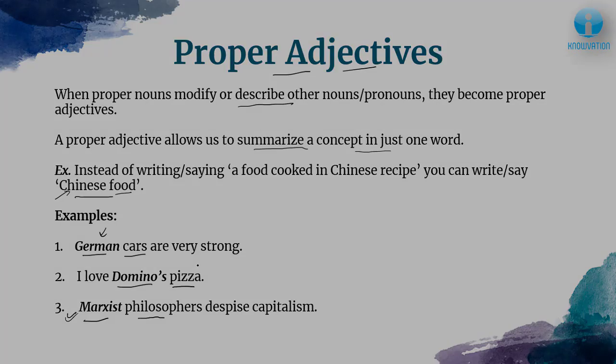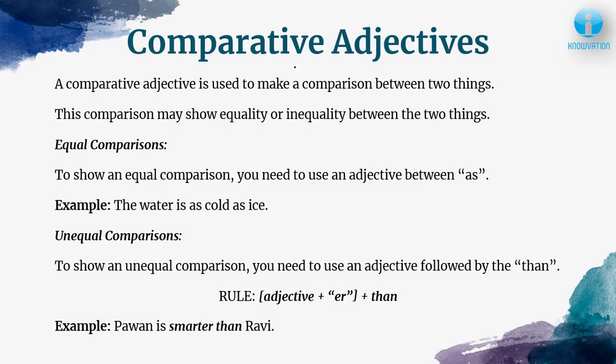We'll move forward now. Next we'll discuss comparative adjectives, जो कि बहुत easy होता है, आपको जल्दी समझ में आ जाएंगे. A comparative adjective is used to make comparison between two things. अब यहाँ पर दो चीजें होना जरूरी है because we want to make some comparison. This comparison may show equality or inequality between the two things. They can be equal or not equal. So first let's discuss equal comparisons.